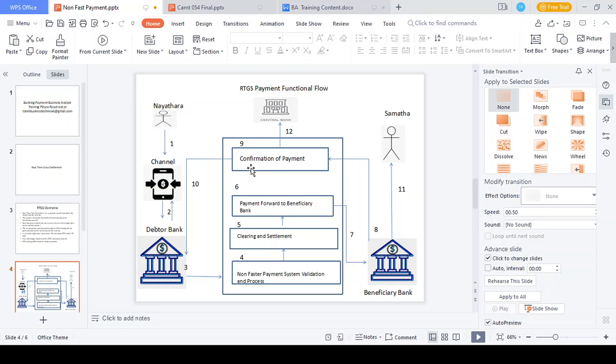The real-time gross settlement system works 24/7 in India, and any high volume transaction uses the RTGS payment system in India.